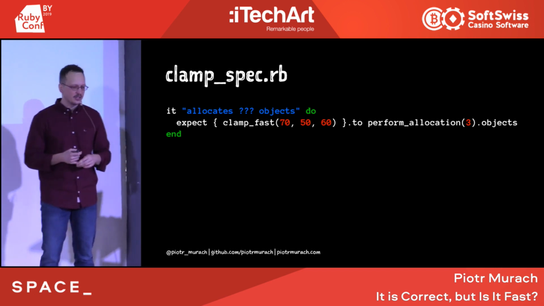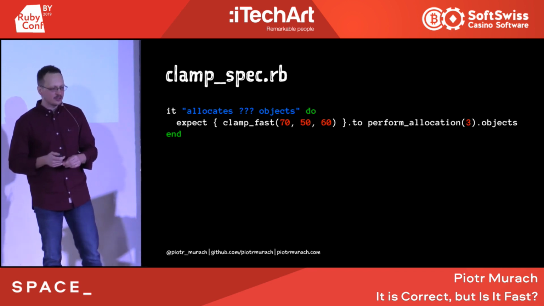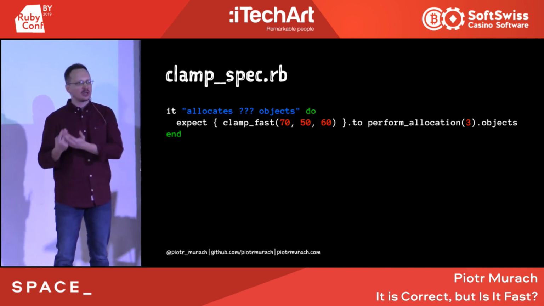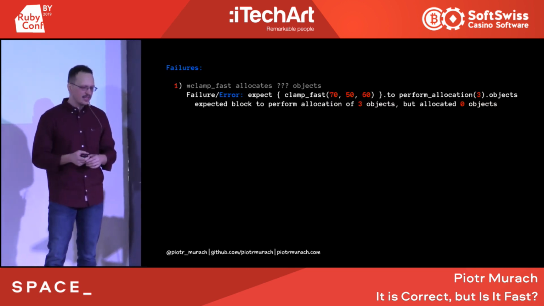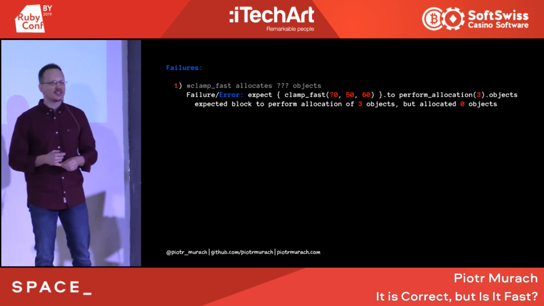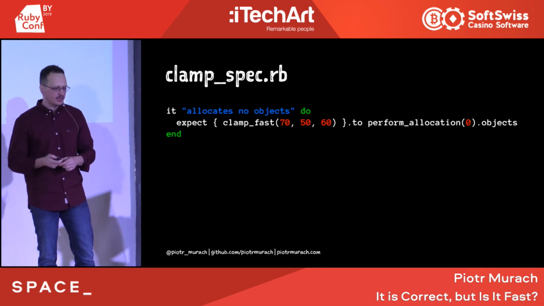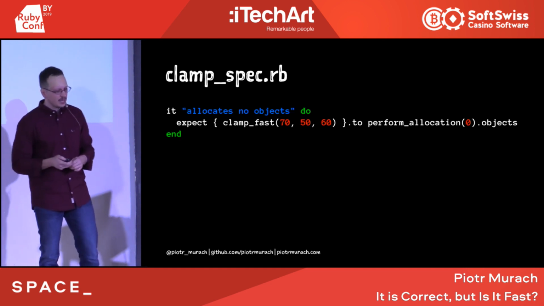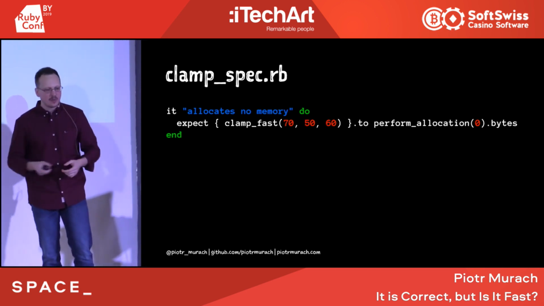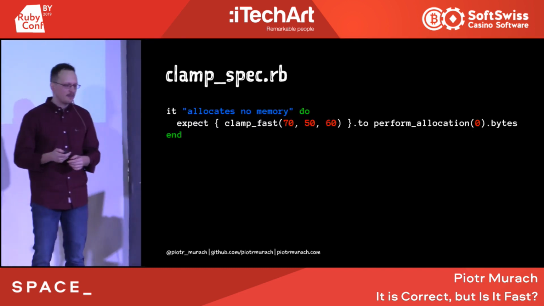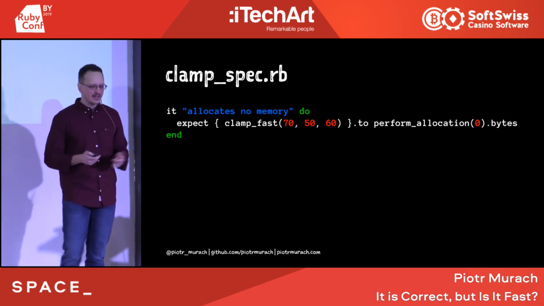We use that assertion, and as you can see, I've added objects matcher, which instructs perform allocation that we are actually talking about counting objects rather than memory. We run this, and our new fast method allocates no objects. That is actually good. We change our assertion to match our error message, and we also can specify that it allocates no memory. So that's nice. We can now write assertions for speed and also for memory.